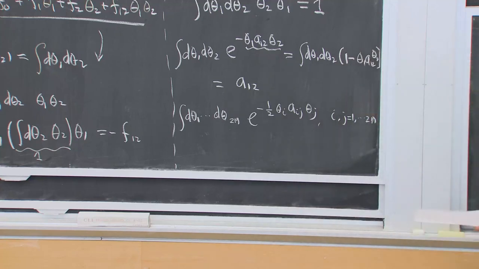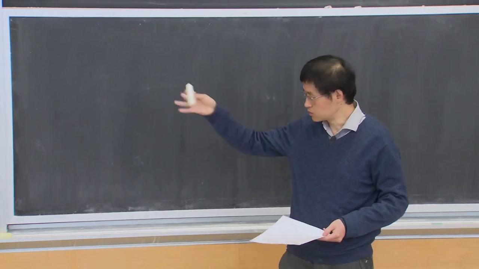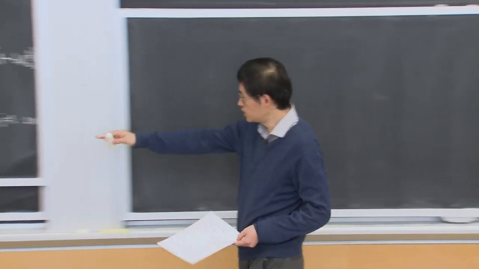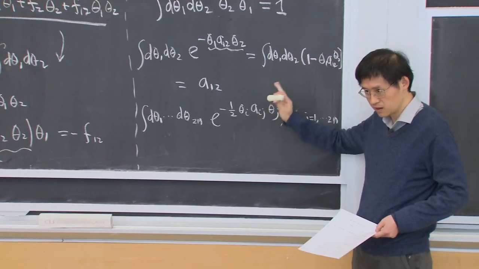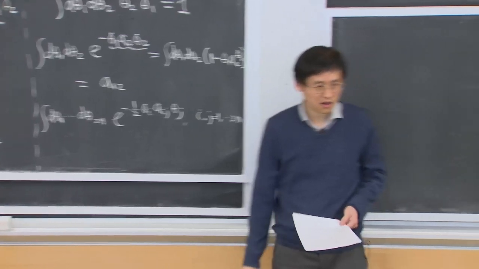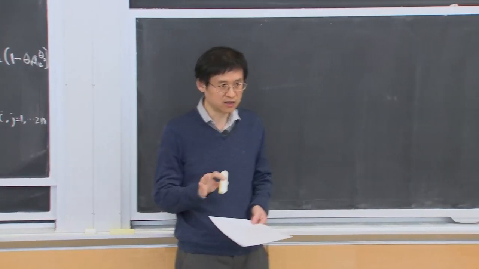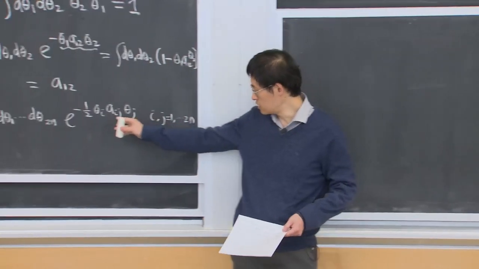Okay, so for this integral, again, the strategy is simple. You just expand it and then do it term by term, okay? At a certain time, when you expand to a certain order, the theta will repeat and the expansion truncates. But you can actually easily convince yourself, without doing any calculation, what the answer is.